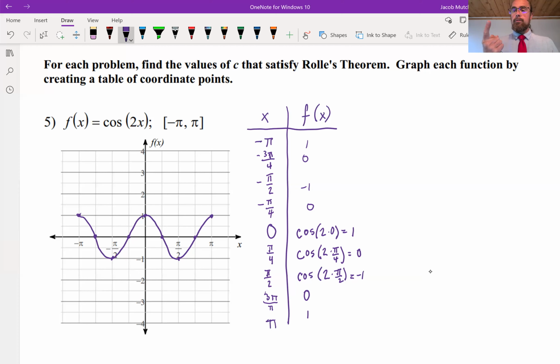So let's check to see if this function from negative pi to pi satisfies the 3 criteria for Rolle's theorem. First of all, is it continuous? Yes. Is it differentiable across that domain, negative pi to pi? Yes. Thirdly, do the endpoints have the same y values? And definitely, we see that they do. They each have the y value of 1. At negative pi, it's 1. At pi, it's 1. So Rolle's theorem is applicable here, which guarantees that there is a c value between negative pi and pi for which the value of the derivative of the function equals 0.